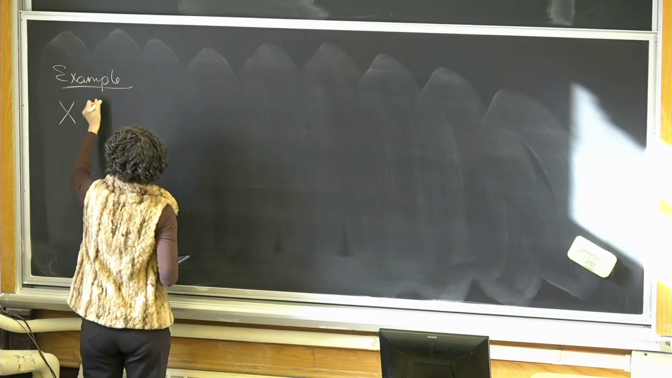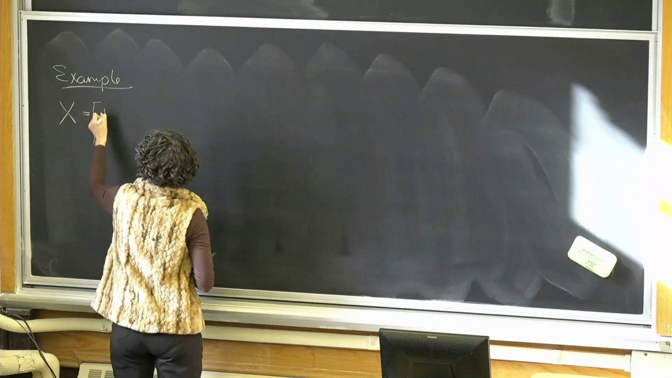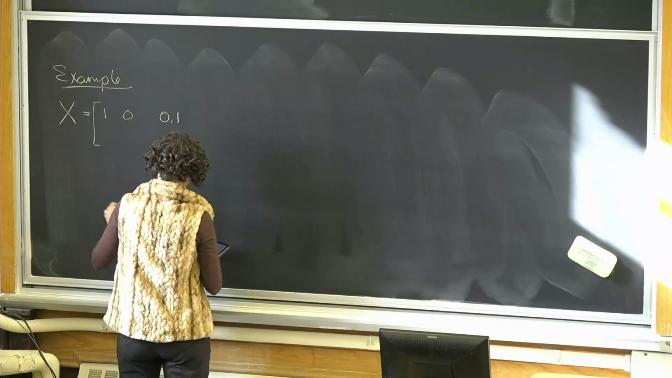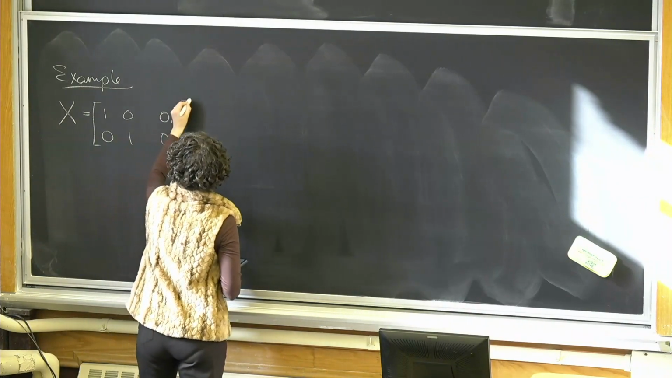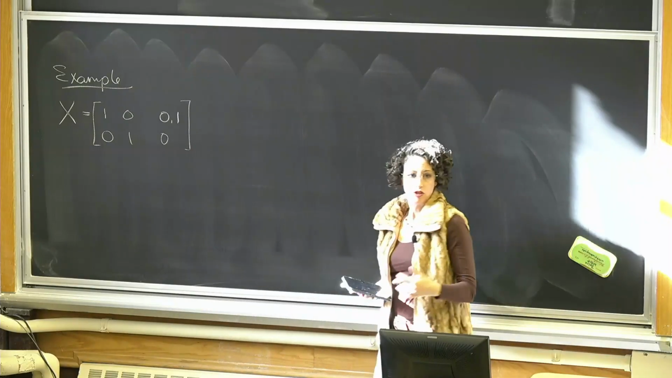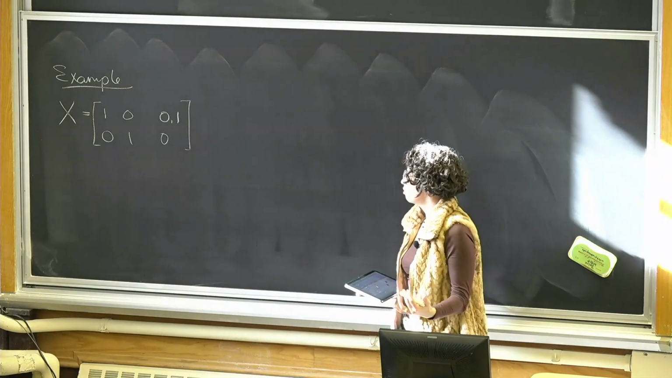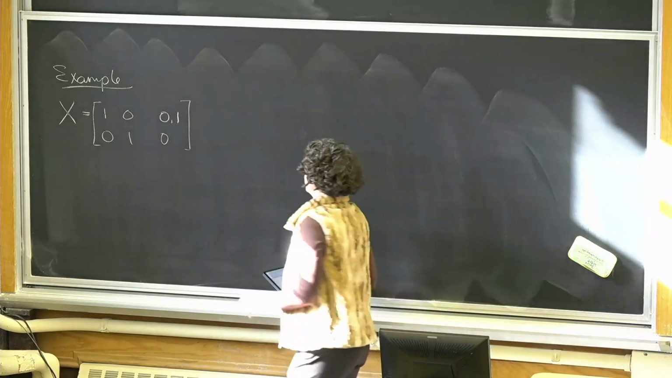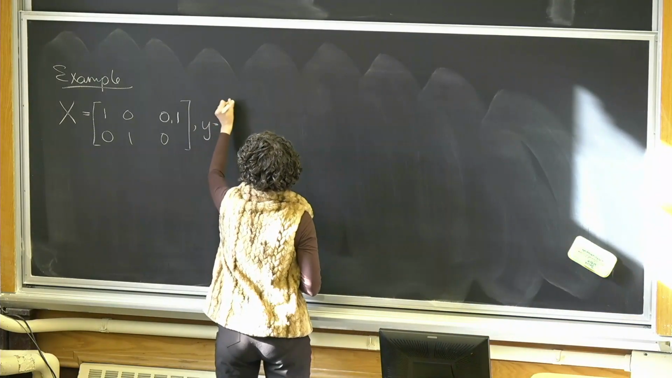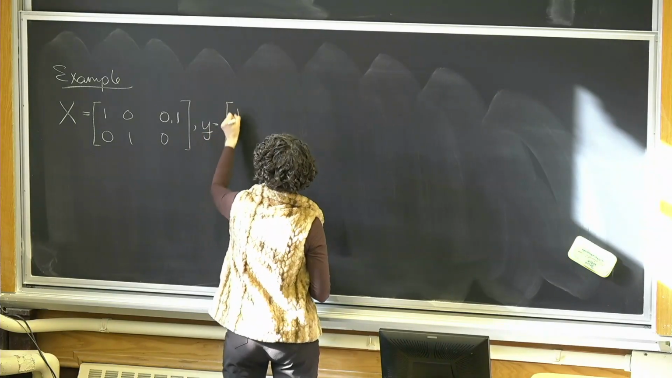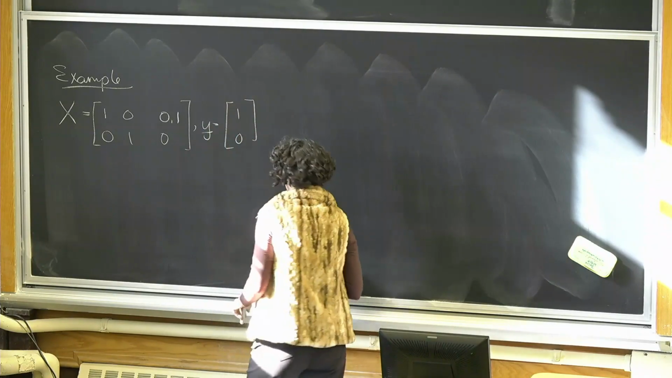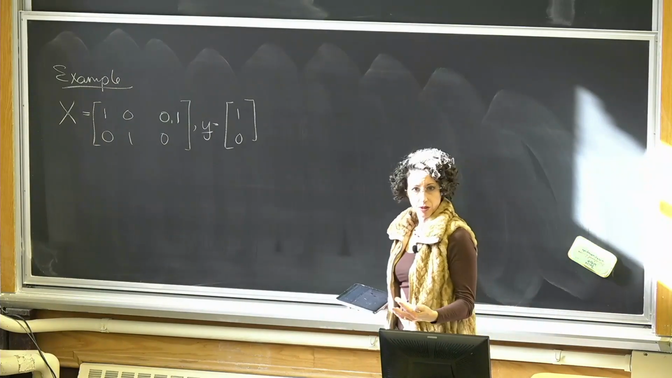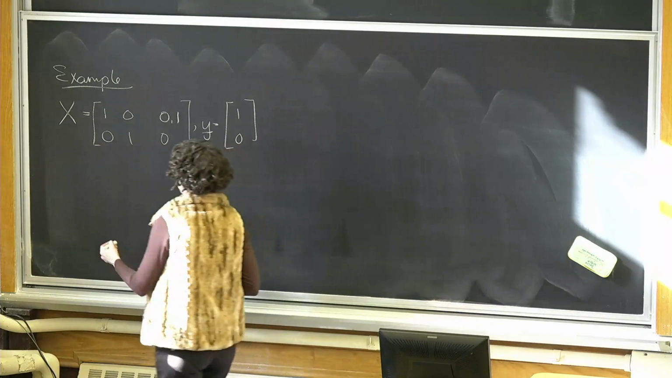In this example, x is going to be [1, 0, 0.1] and [0, 1, 0]. So I've got 2 rows, and those rows are linearly independent, just like in our setting. And our y vector of labels is going to be 1 and 0. So now there are actually multiple different W's that could fit this, right?